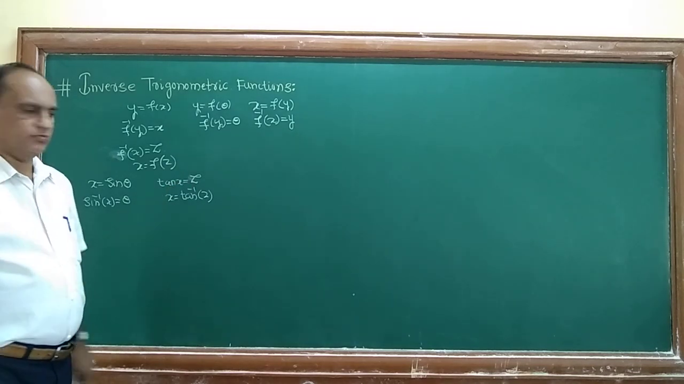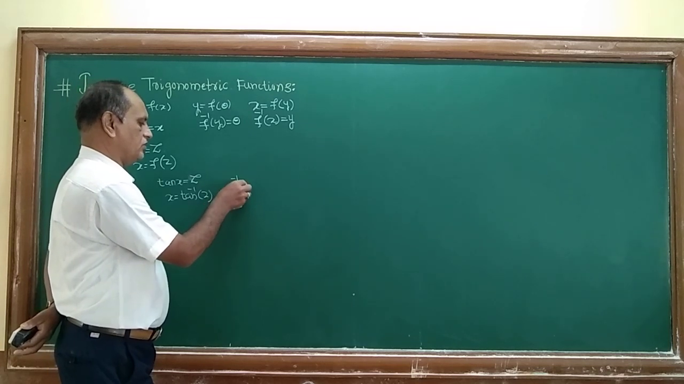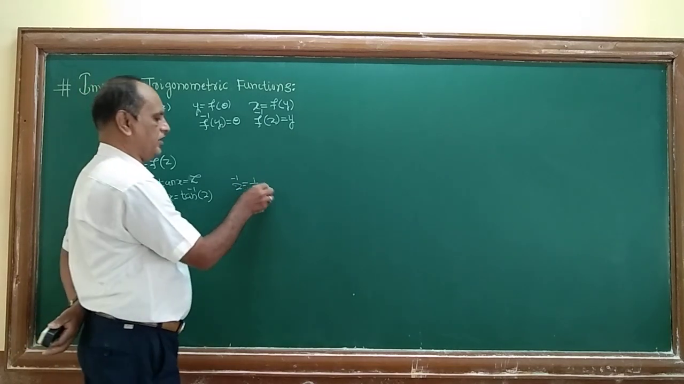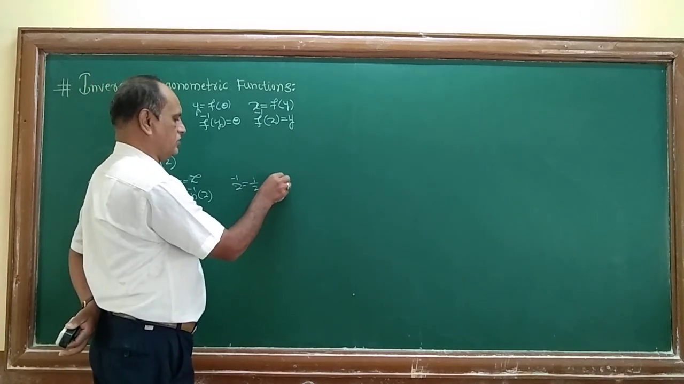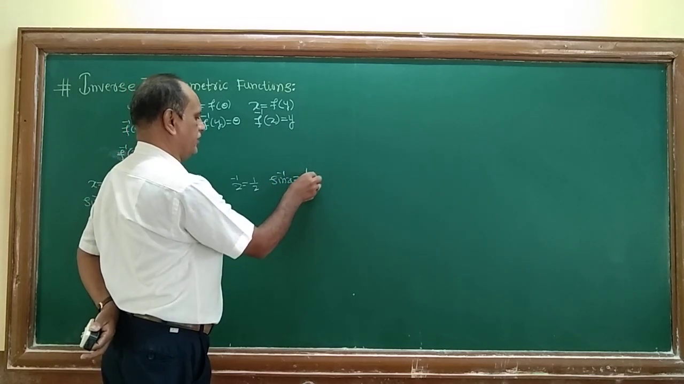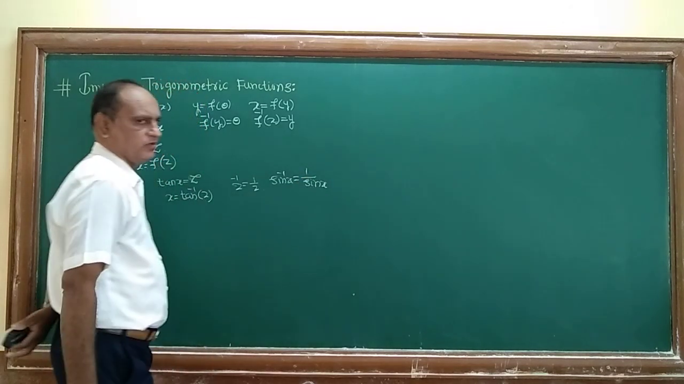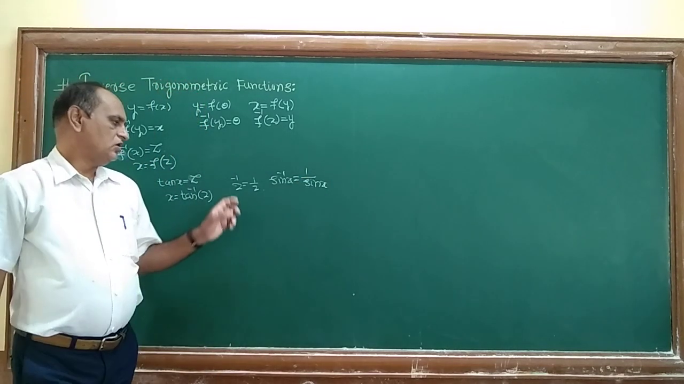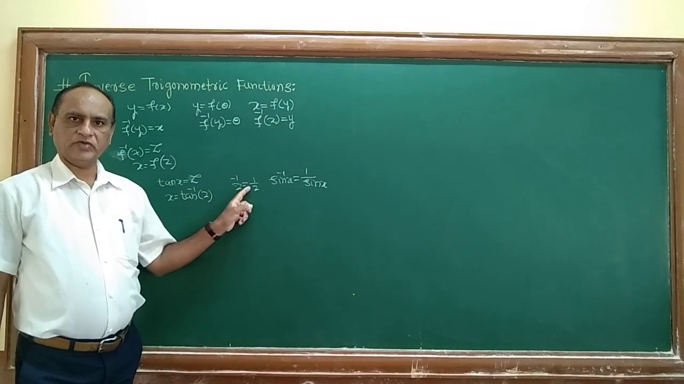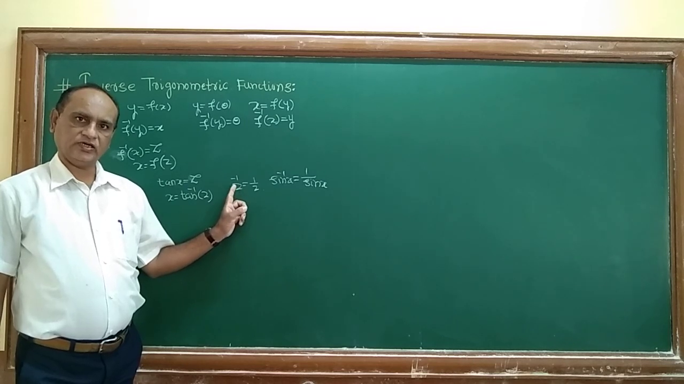Then come to the next important point. Suppose 2 raised to minus 1 is equal to 1 by 2. On the same line, sin inverse of x is equal to 1 divided by sin x. Can it be written like that or not? 2 raised to minus 1 is equal to 1 by 2. This is algebra, and with algebra this works.